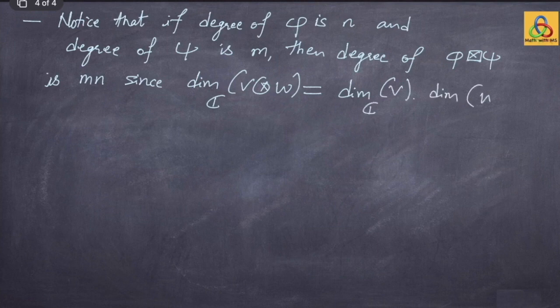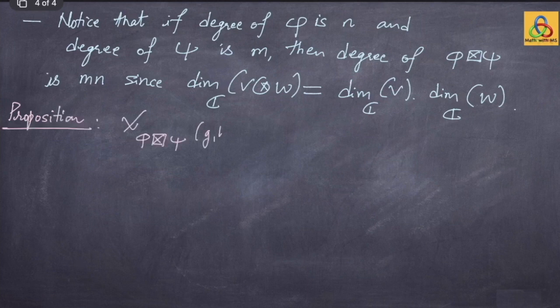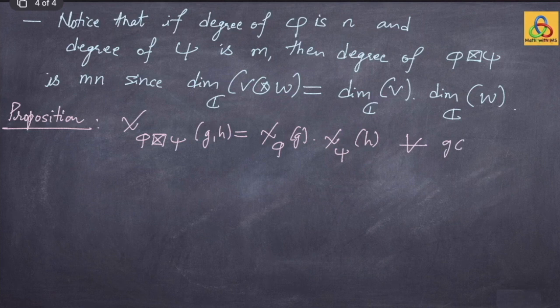Now what can we say about the characters of the exterior tensor product? Let us analyze this. So it turns out that the character of phi exterior tensor psi acting on a group element (g,h) is the same as chi phi acting on g times chi psi acting on h, for all g in G and h in H.